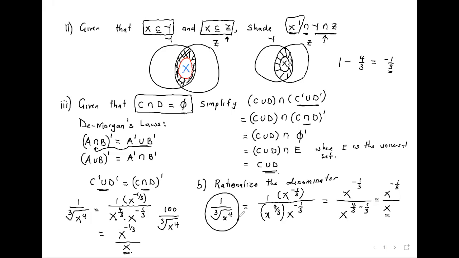Sir, why can't you just take the x up? Like the x to the power 4/3, you take it up and give it a negative and put it in the numerator. That is not rationalized.